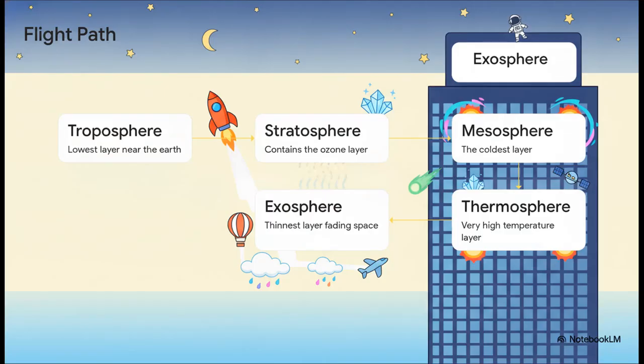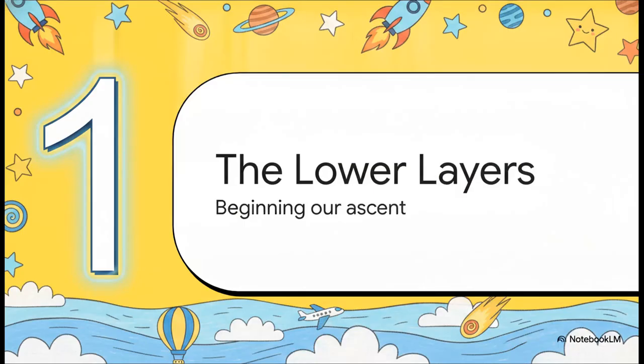All right, here is our flight path to space for today. We've got 5 main stops. 1, the troposphere. 2, the stratosphere. 3, the mesosphere. 4, the thermosphere. And 5, the exosphere.